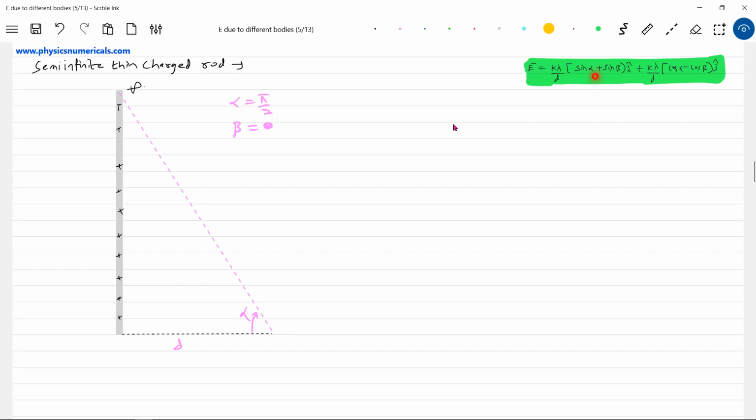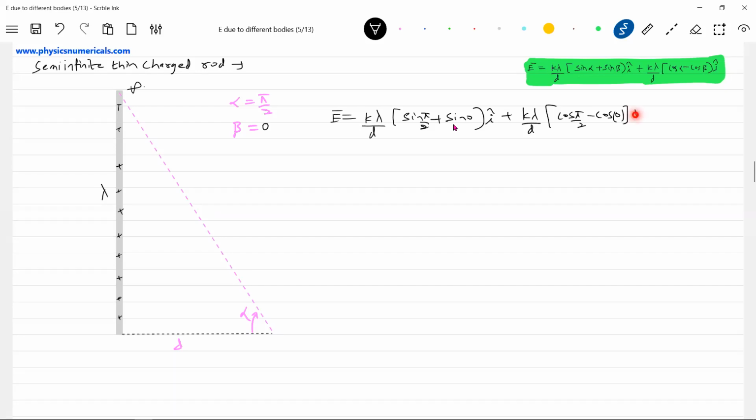If you don't know this, you can integrate also. You can solve by the same method. I think that approach is a bit lengthy. Better if you remember this formula, it will help you overcome all situations, whatever the type of question, you can easily manage. Okay, let's use this formula now. E bar is equal to K lambda by D (sine pi by 2 plus sine 0) I cap, K lambda by D (cos pi by 2 minus cos 0) J cap.